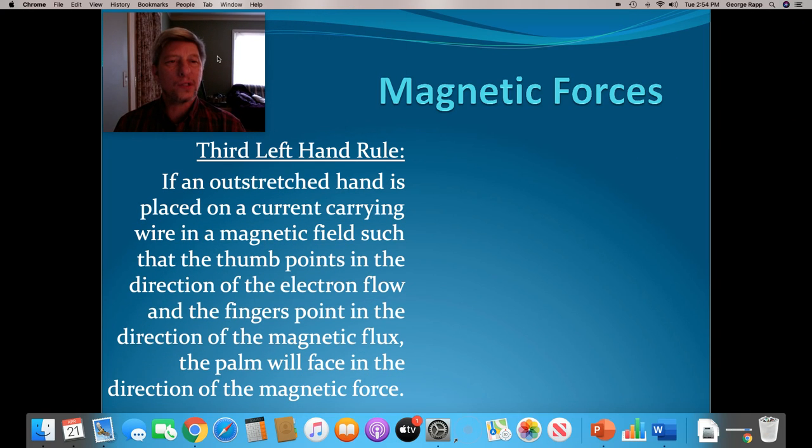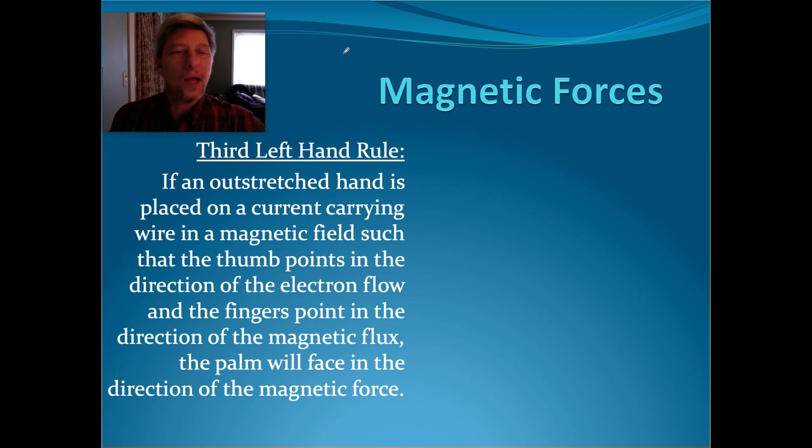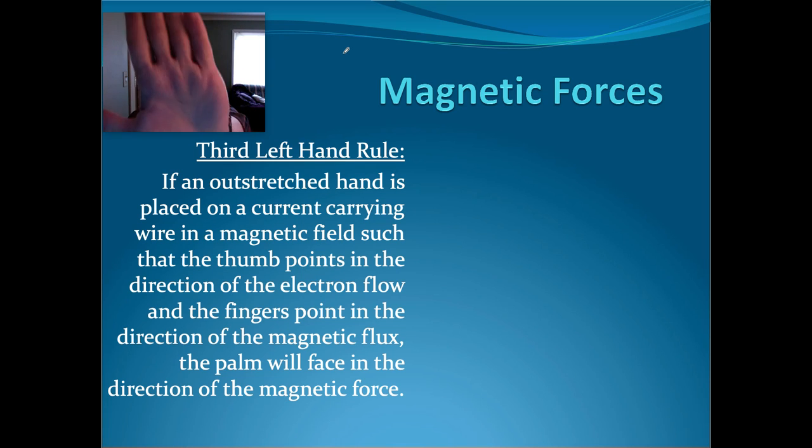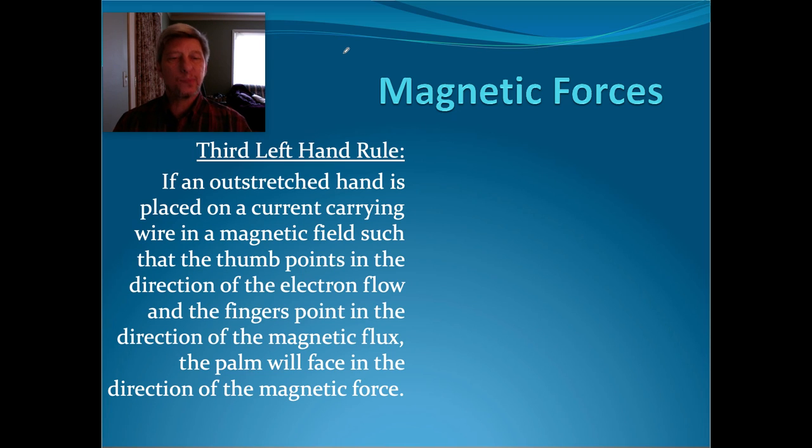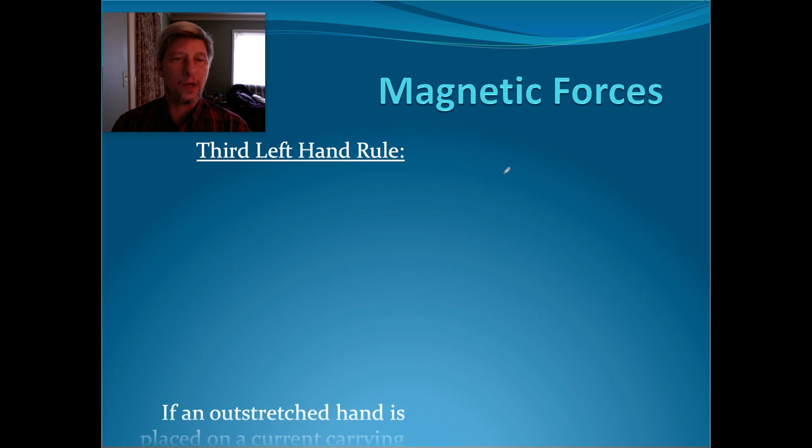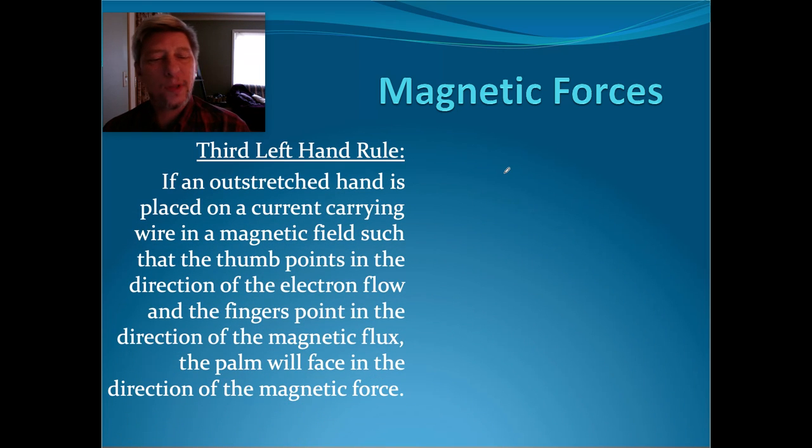Well, in order to do this, we go back to our handy dandy left hand rules. And we'll start with the third left hand rule. If an outstretched hand, you've got to use your left, is placed on a current carrying wire in a magnetic field such that the thumb points in the direction of the electron flow and the fingers point in the direction of the magnetic flux, the palm will face in the direction of the magnetic force.